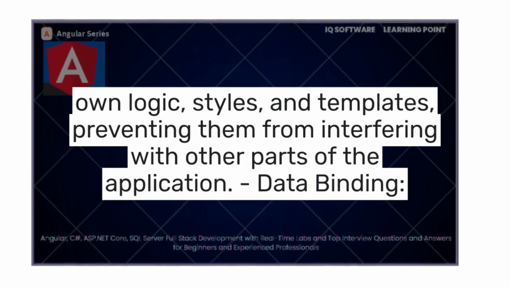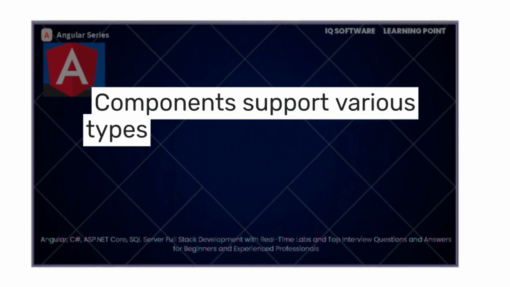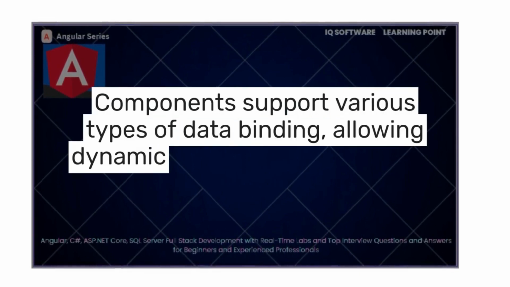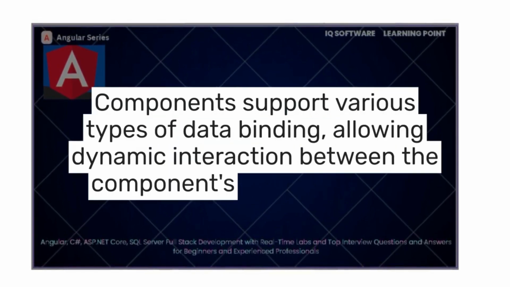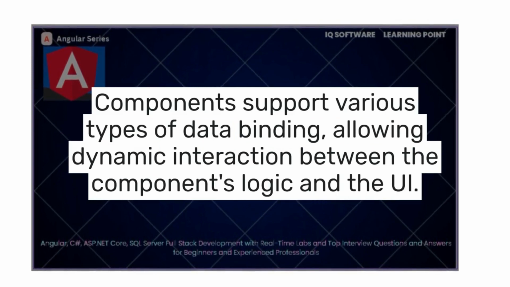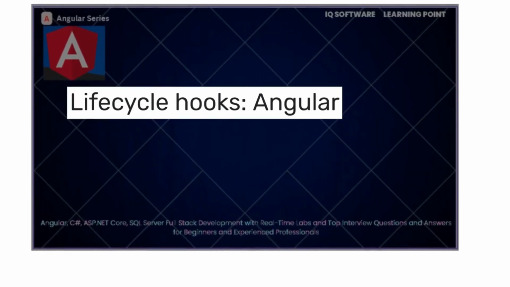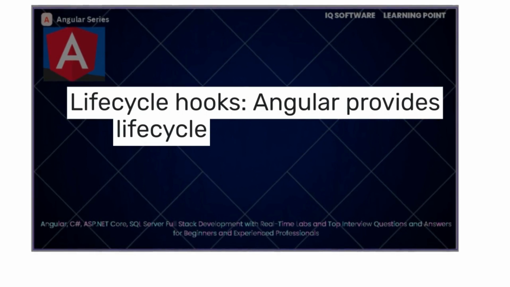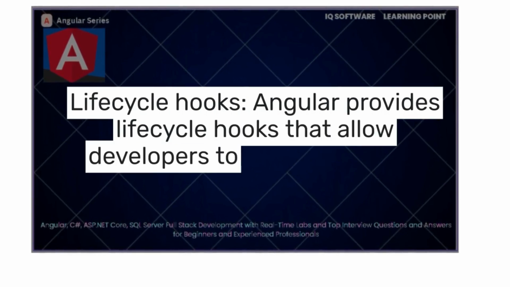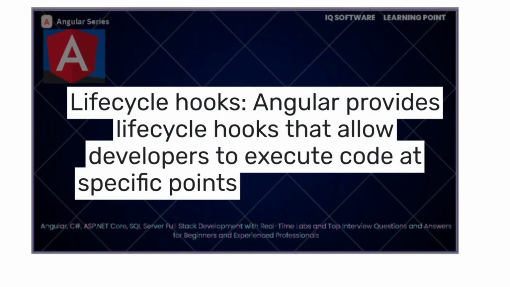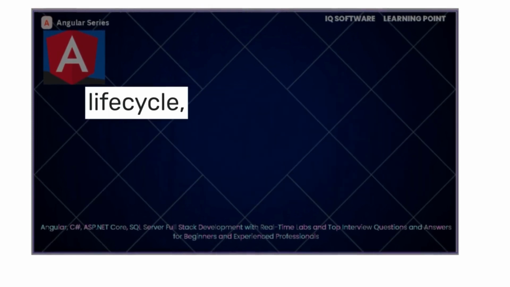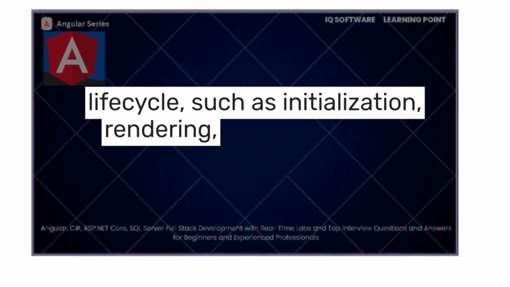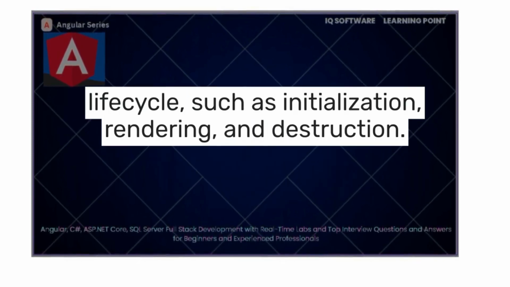Data binding. Components support various types of data binding, allowing dynamic interaction between the component's logic and the UI. Lifecycle hooks. Angular provides lifecycle hooks that allow developers to execute code at specific points in a component's lifecycle, such as initialization, rendering, and destruction.